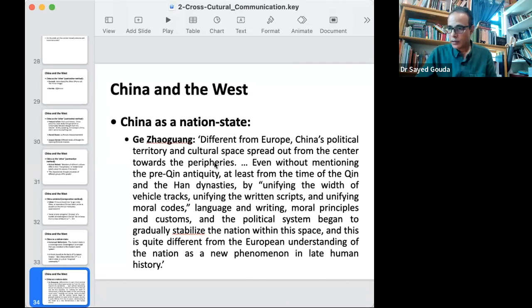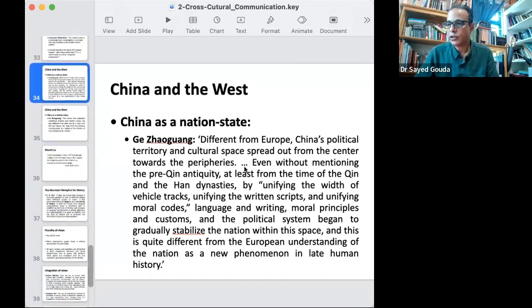If I read this quote quickly: different from Europe, China's political territory and cultural space spread out from the center toward the peripheries. Even without mentioning pre-Qin antiquity, at least from the time of the Qin and Han dynasties, by unifying the width of vehicle tracks, written scripts, moral codes, language and writing, moral principles and customs, the political system began to gradually stabilize the nation within this space. This is quite different from the European understanding of the nation as a new phenomenon in late human history. This is a very interesting and powerful argument. I also suggest you get this book and read it if you are interested.